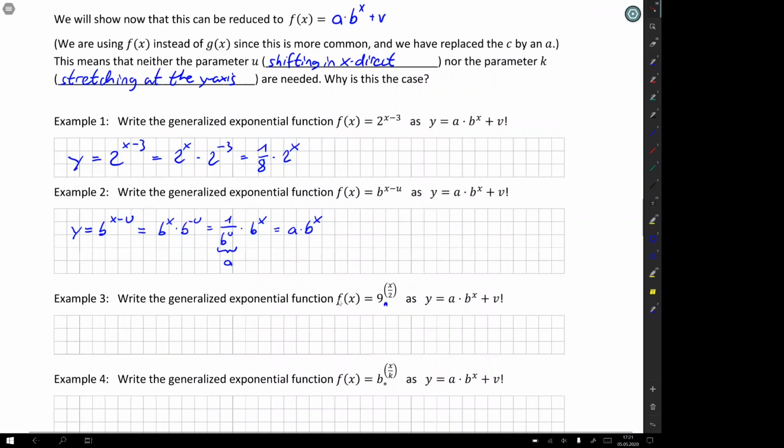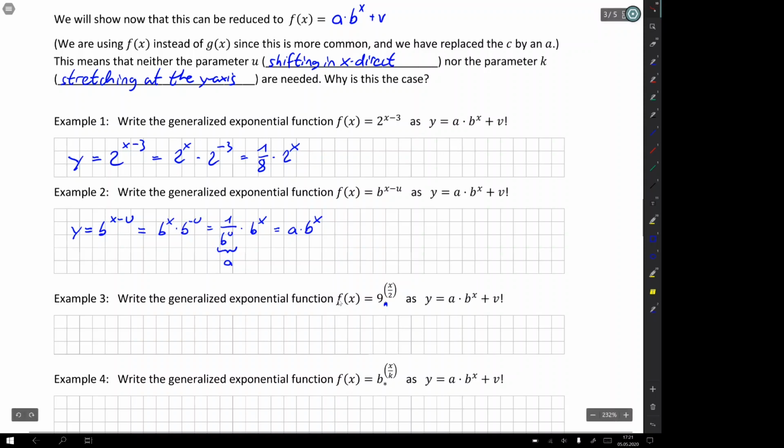So this means that instead of subtracting some value u here from the x, I can multiply the whole b to the power of x with another value a, and this value a is actually 1 divided by b to the power of u.